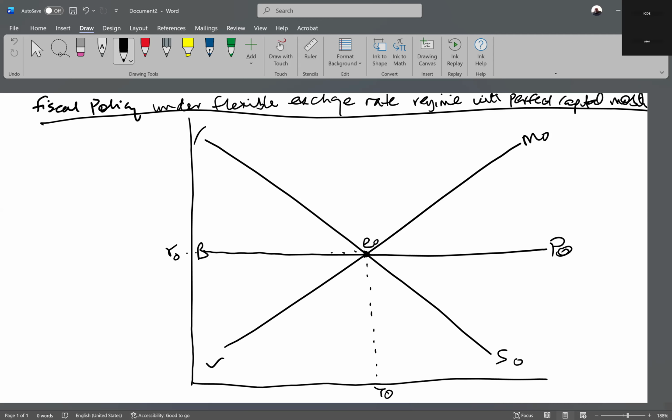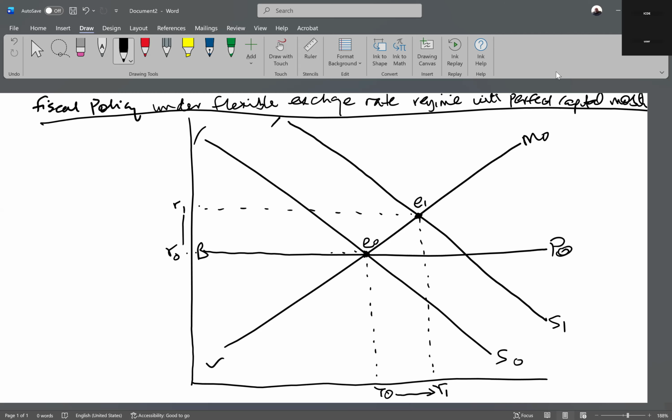So IS shifts. Fiscal policy. So IS shifts from IS0 to IS1. So where it meets the LM curve is here, E1, where income would have increased from Y0 to Y1, and interest rate would have risen to R1.